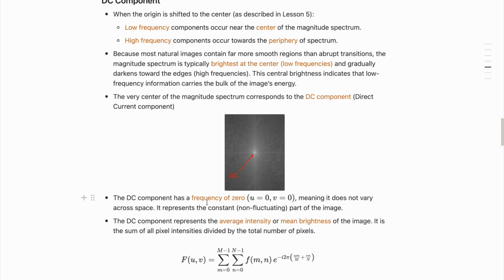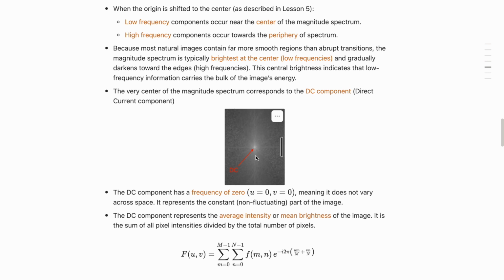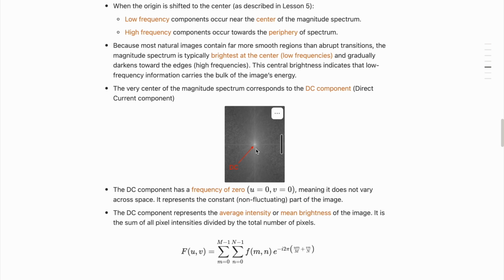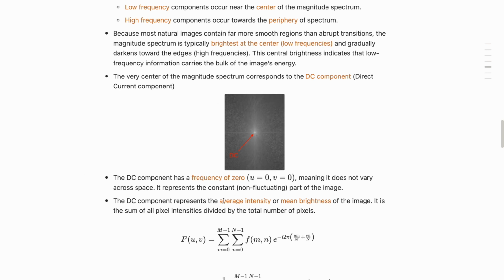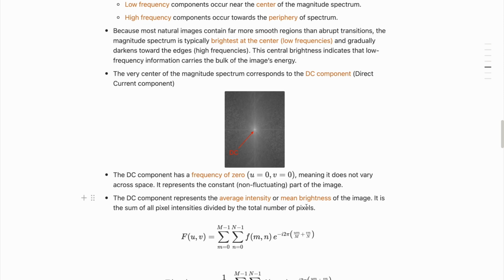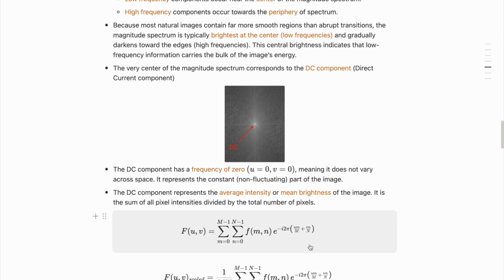The DC component again has a frequency of 0, meaning that it does not vary across space, either in horizontal or vertical dimension. It's the very center point of the image. The DC component also represents the average intensity or mean brightness of the image, and it's easiest to understand this by just looking at the Fourier formula.